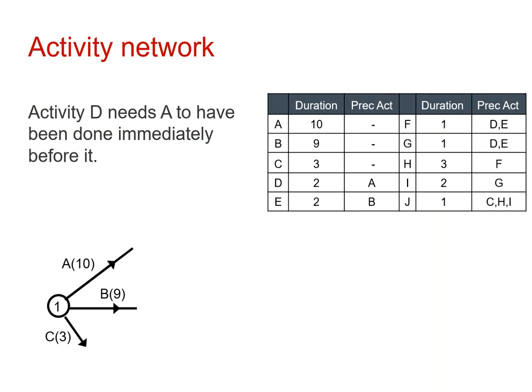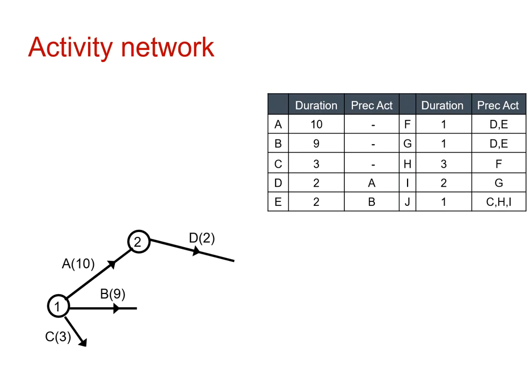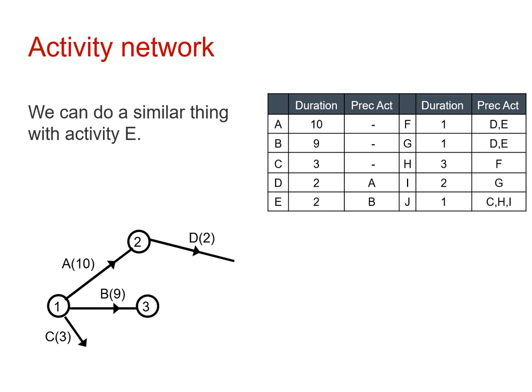So before we can go any further than this, we now need to think about the precedence table and what activities need to have taken place before others. So activity D depends on A, so that means that we need to have an event, a node, at the end of activity A that D can then start from, like that. Okay. Similar for activity E, that depends on activity B, so there must be a node there at the end of activity B. E starts from that, and you can see that these two things have been drawn moving together.